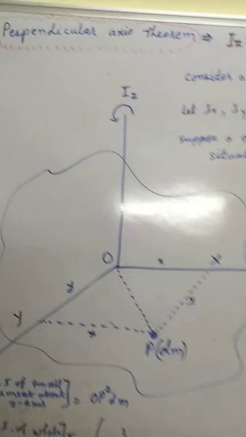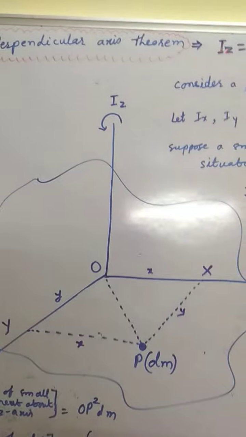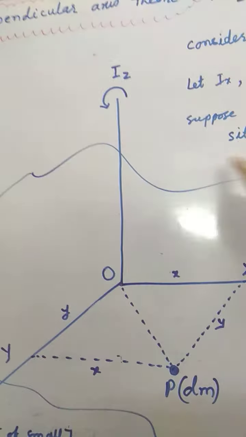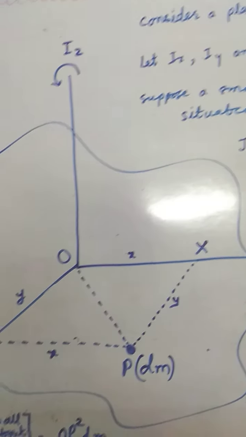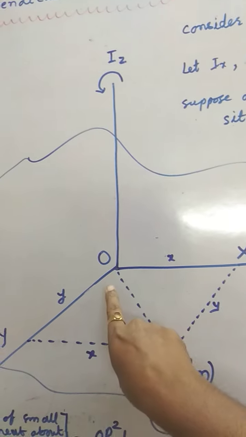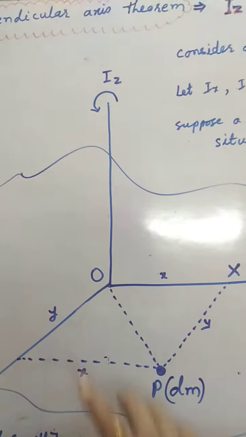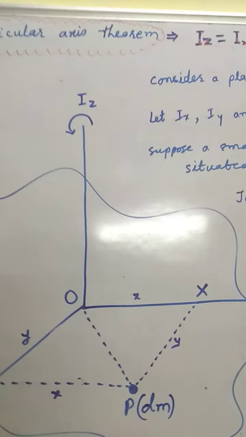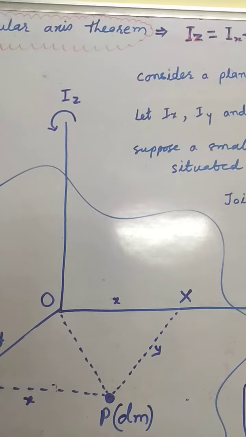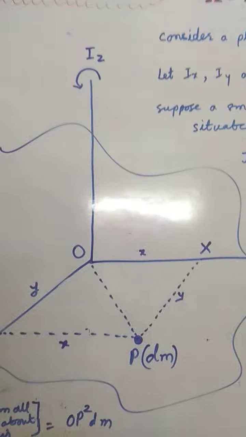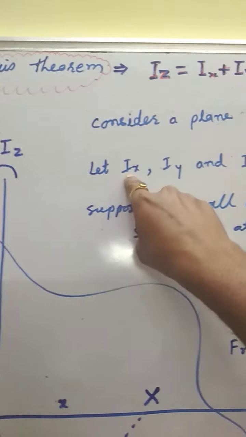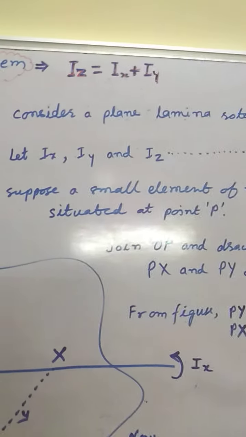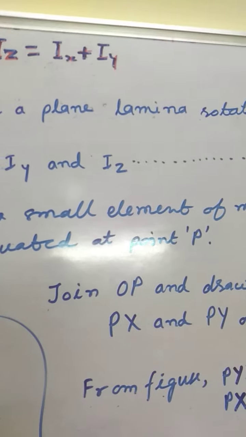So today our next topic is perpendicular axis theorem. Now consider here a plane lamina which is rotating about an axis of rotation at point O. This lamina can rotate along x-axis, along y-axis, along z-axis. So therefore we consider here the moment of inertia along x-axis, along y-axis and along z-axis. The moment of inertia is represented by Ix, Iy, and Iz respectively.